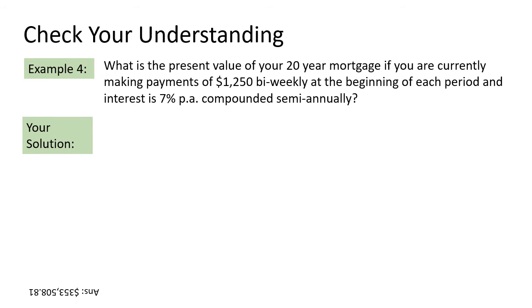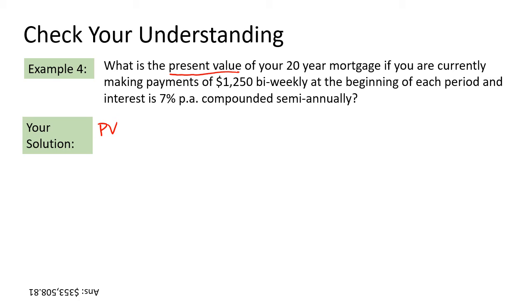Okay, let's look at a second example. What is the present value of your 20-year mortgage if you are currently making payments of $1,250 bi-weekly at the beginning of each period, and interest is 7% per annum compounded semi-annually? First item you see, I'm asking specifically for the present value. Next is to figure out whether it's a simple or general annuity, and whether it's an ordinary annuity or an annuity due.